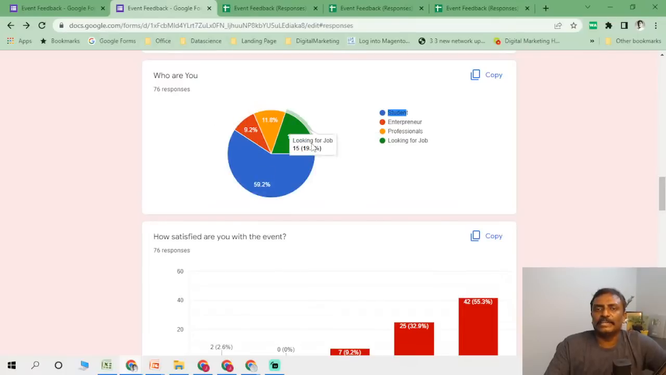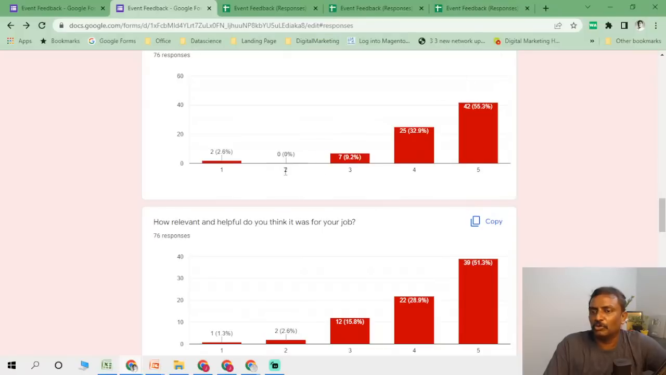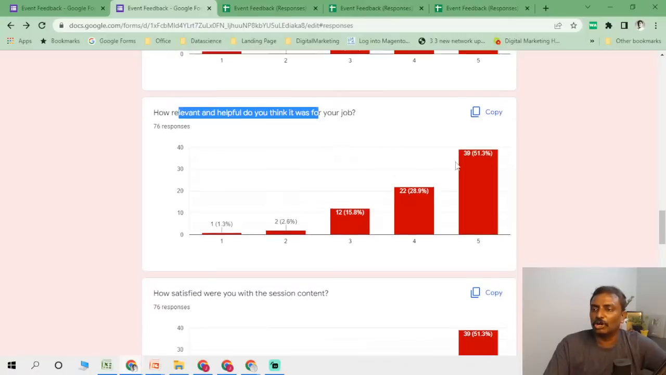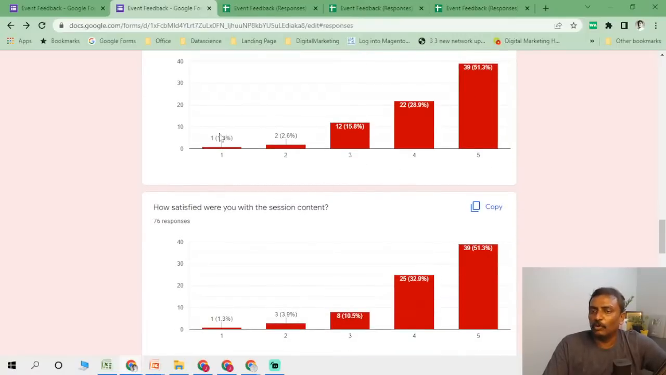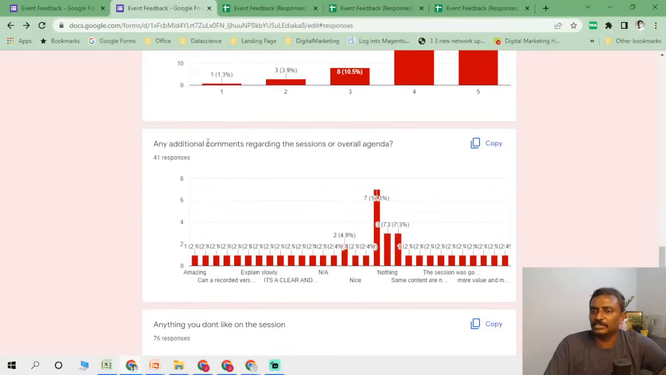Just by a Google form, and this Google form is free. I don't know whether they are giving free emails, but because I use Google Office, you may have a Google form for free, so you could use it effectively. How satisfied are you with the event, 5 and 4, 0, 1, we have 2 counts. How relevant and helpful do you think it was for your job? How satisfied with the session conduct?